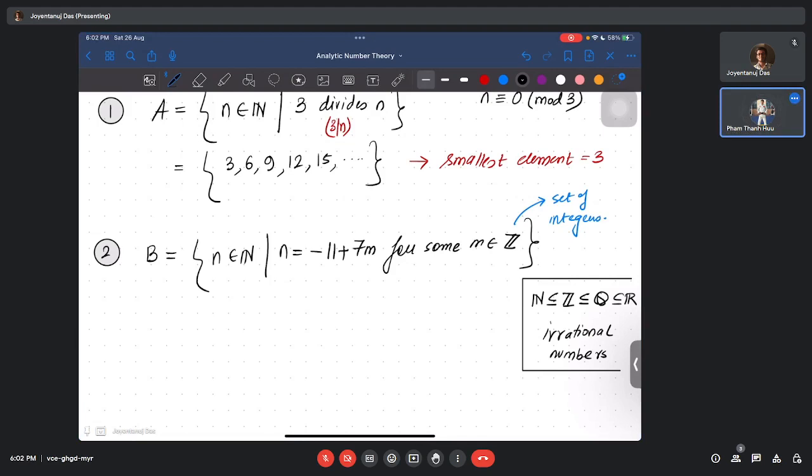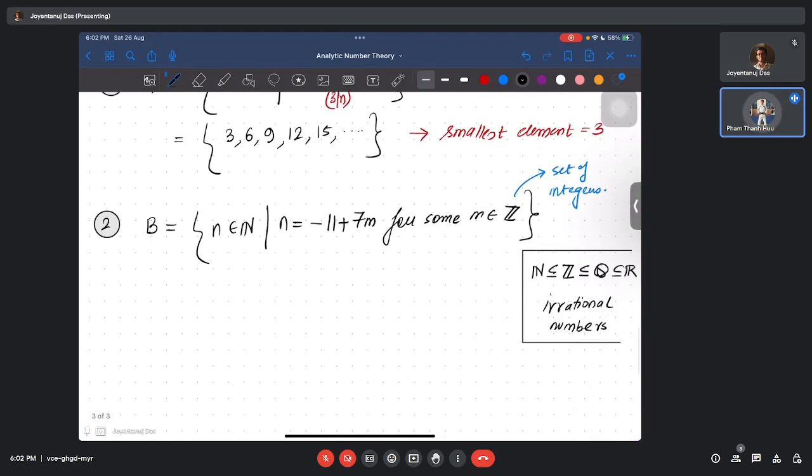So that means we have m belongs to integers. m can have zero, negative, everything. Z has all the things, right? The natural number, capital N, is one, two, like this. Here n, the small n, belongs to natural numbers, so small n should be greater than or equal to one.